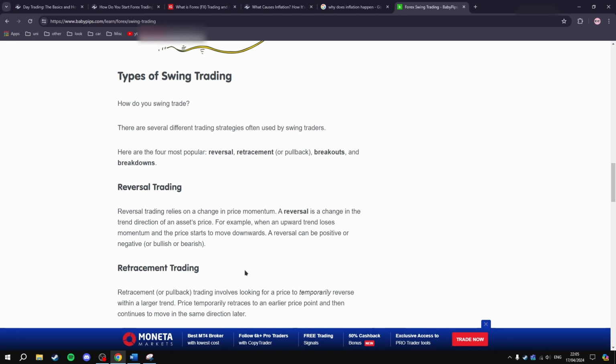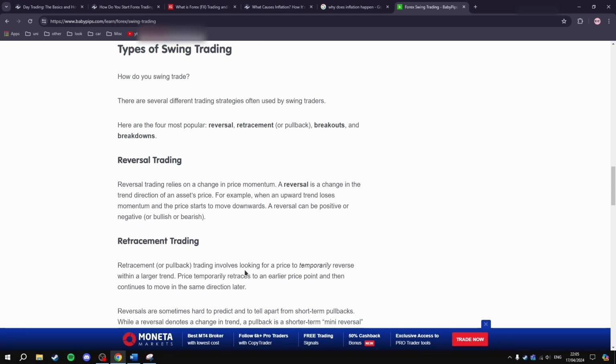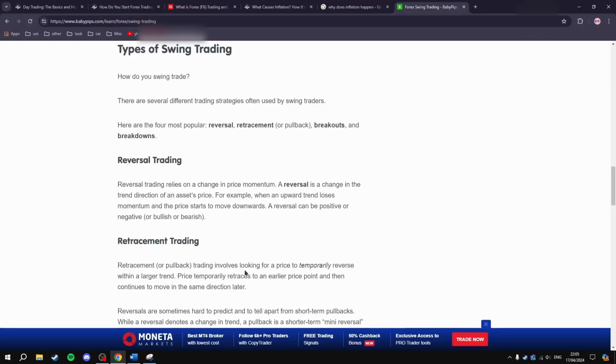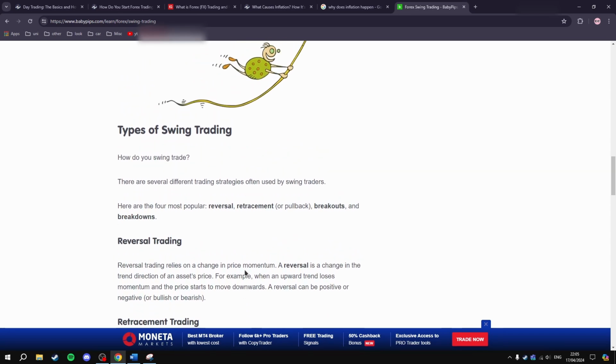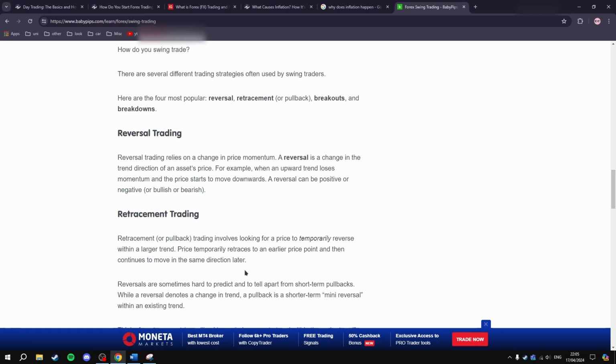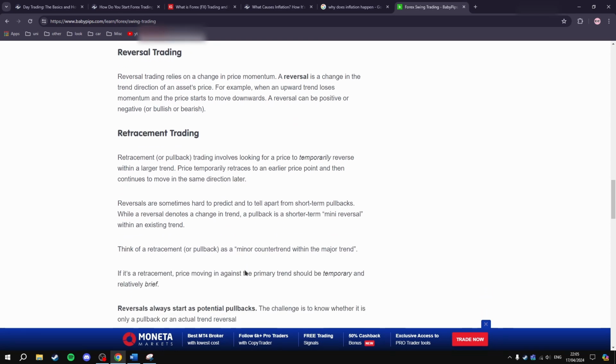Types of swing trading. How do you swing trade? There are several different trading strategies often used by swing traders. Here are the 4 most popular: reversal, retracements or pullback, breakouts and breakdowns.